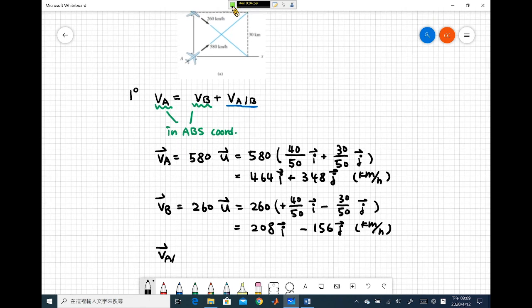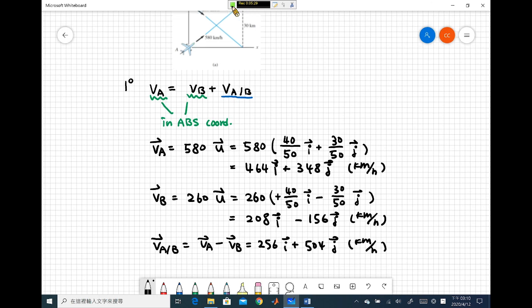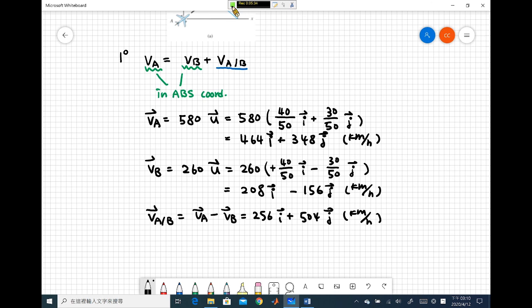So your VA relative to B will be your VA minus VB. So you can quickly obtain the answer, in kilometer per hour. Okay. And again, for a 2D problem, you can answer by this i and j, or you can use a magnitude and the direction to present this vector. So the magnitude of this relative velocity will be, it's quite straightforward.